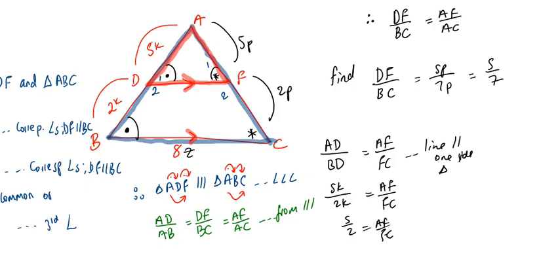Yeah, I made a mistake by putting 8. It's actually not 8 there. It's 7. So it's 7Z, and then here it will be 5Z. So guys, that is how you apply the similarity theorem.